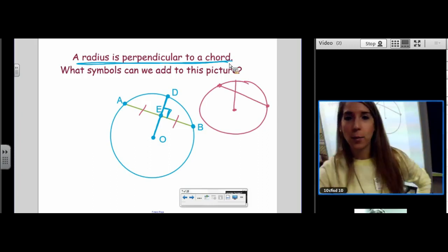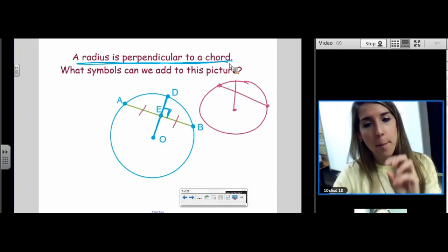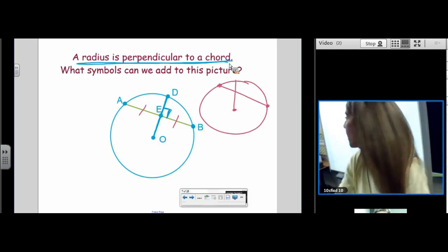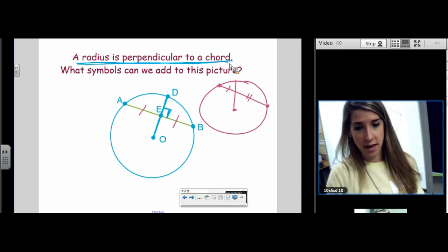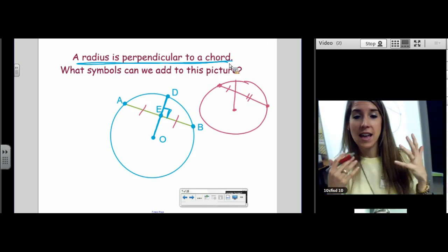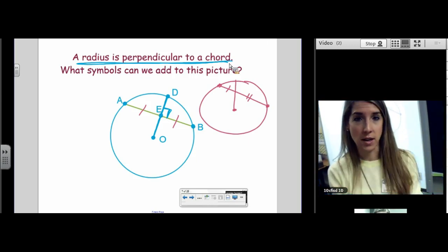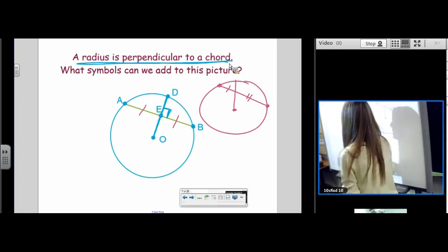There's an example of a radius that is not perpendicular to a chord. See how when they're not perpendicular, that radius is not cutting that chord in half. This segment is different from the other segment. But when a radius is perpendicular to a chord, it goes through the chord's midpoint. Now, does the chord bisect the radius?